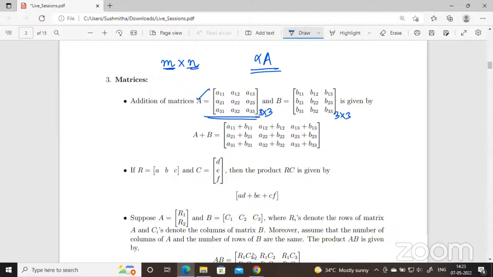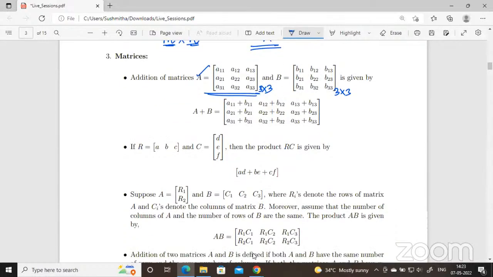So when can we multiply 2 matrices? The number of columns of the first matrix should be equal to the number of rows in the second matrix. Before defining what the product actually is, let's see what happens when I multiply a row vector with a column vector.